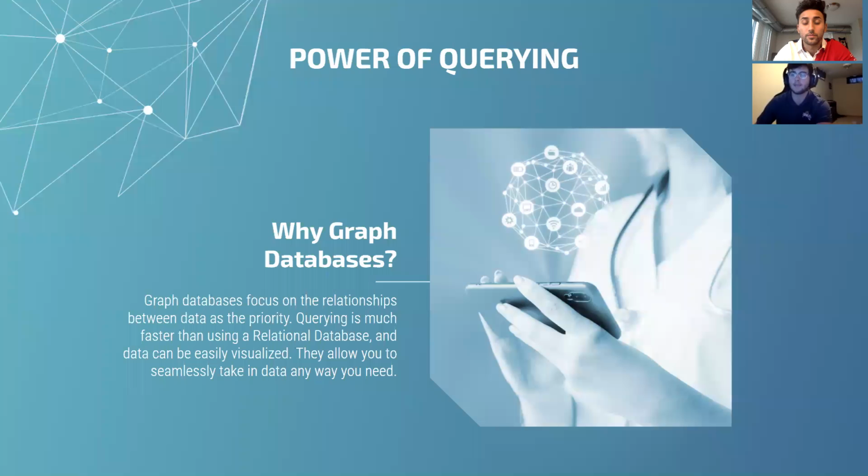So then when we look at the power of querying within graph databases, we focus specifically on the relationships between 2 points of data, and that is held as a priority. So querying is much faster than with a relational database, where it would have to perform all the different inner joins between tables, and then it actually scans through every item in each table in order to return the query result, where graph databases just connect each point using that relationship.